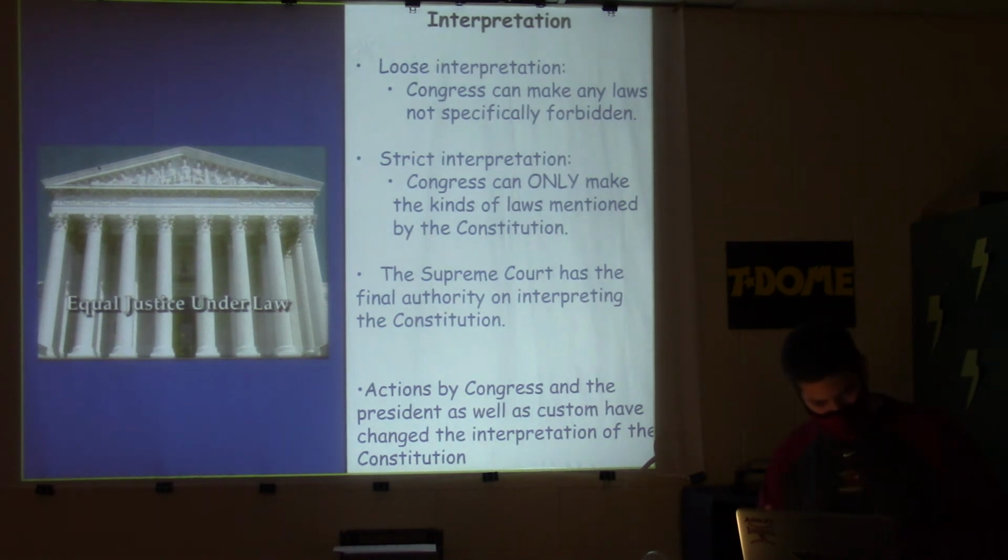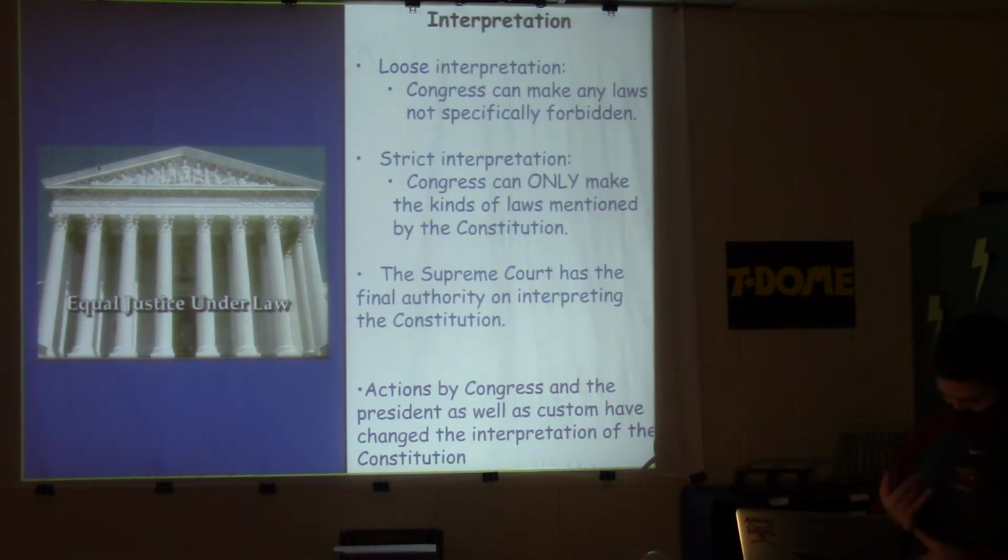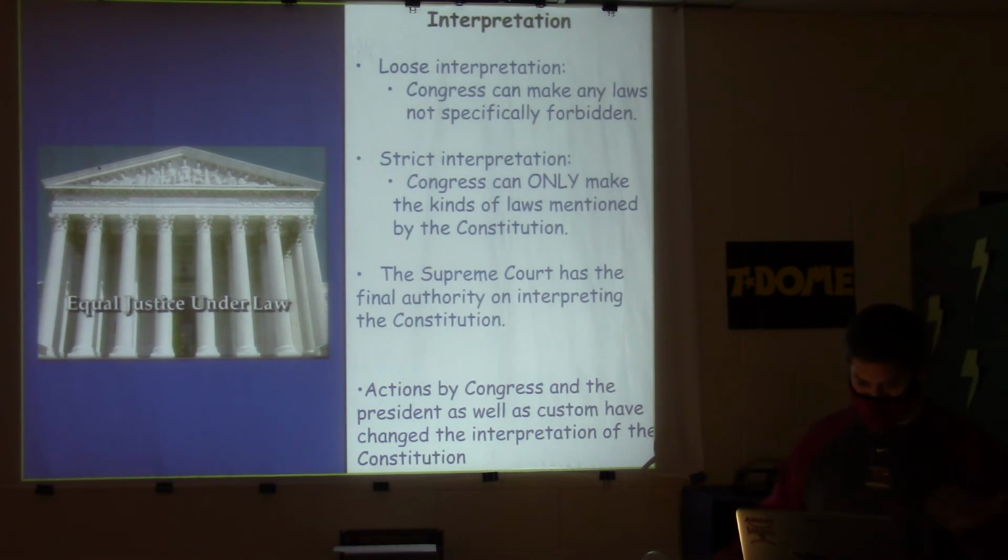So we have loose interpretation versus strict interpretation. Loose interpretation: Congress can make any laws not specifically forbidden. And then strict interpretation: Congress can only make the kinds of laws mentioned in or by the Constitution. The Supreme Court has the final authority on interpreting the Constitution. And then actions by Congress and the President, as well as custom, which is just precedent, have changed the interpretation of the Constitution. So it's almost how you read it.